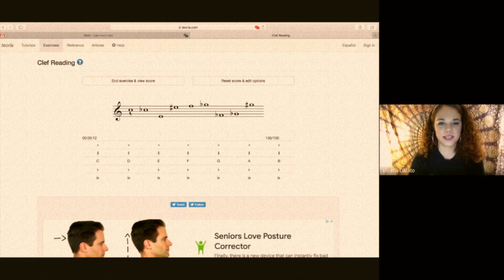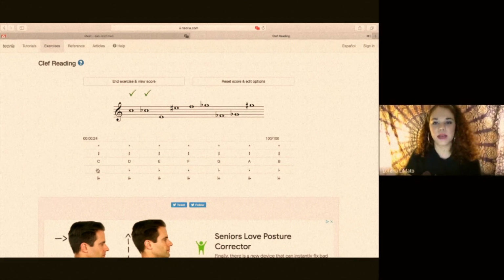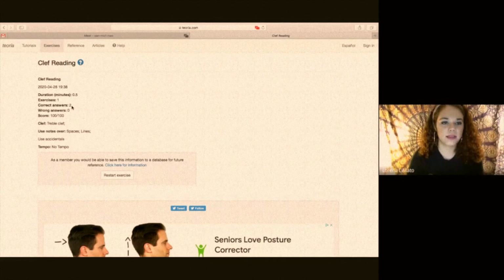So this first one is C. It's natural, so they'll just click C. Then this next one is also C, but there's a flat next to it. So they would go to C, and then click the little flat symbol under. And that is something that I use that they particularly like. You can have them set like 5 minutes, 5 exercises, etc. And then at the end, it tells them how they did.